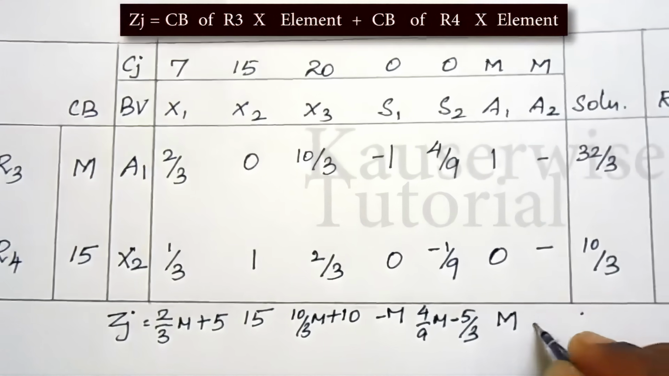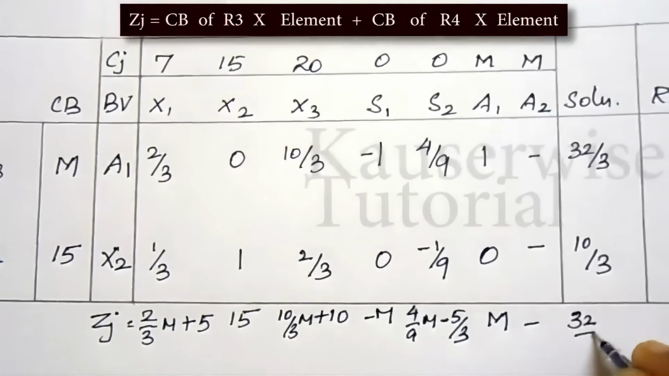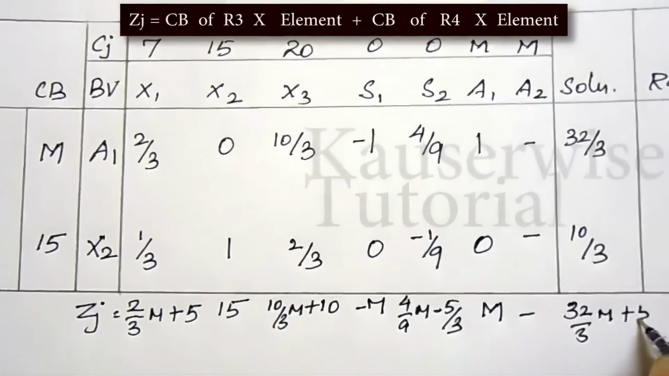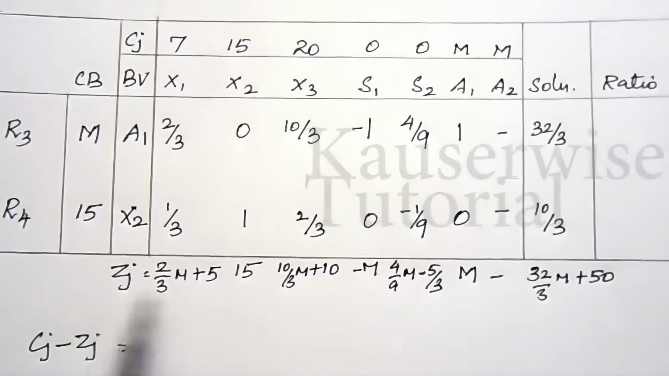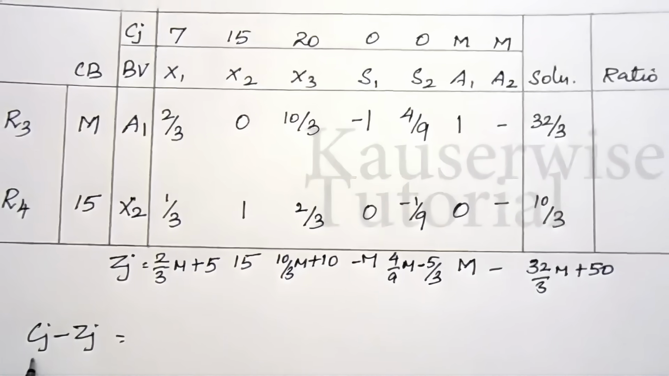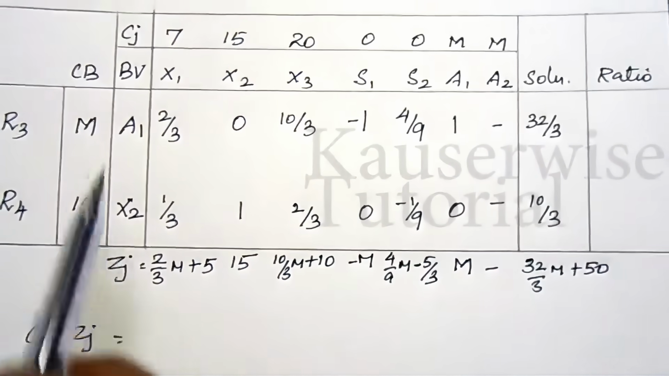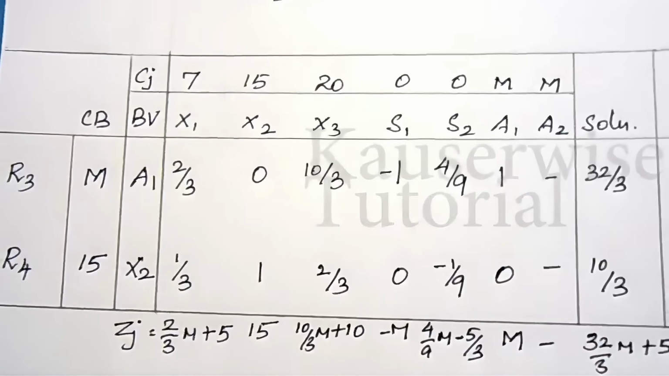The answer is 32 by 3M plus 50. After finding Zj, the next step is we need to find Cj minus Zj. So look at the first value. The formula is Cj minus Zj.